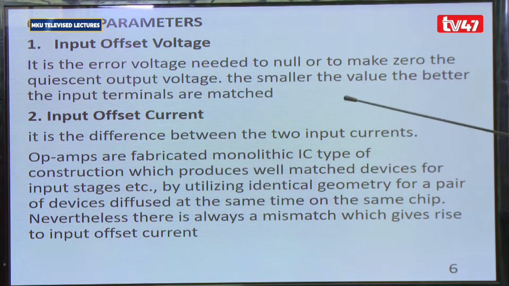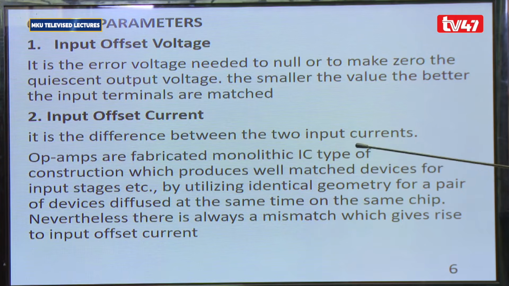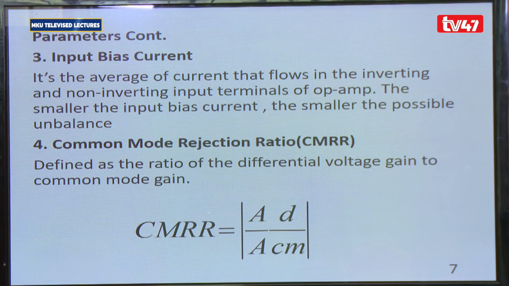The same occurs with op-amps, because basically inside the op-amp, at the input terminals, we have the equivalent of transistors, and there must be a current to bias. So the difference between the two input currents is what we refer to as input offset current. The smaller the current, the better the op-amp. We also have input bias current.